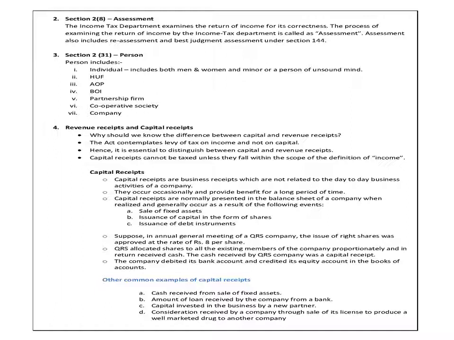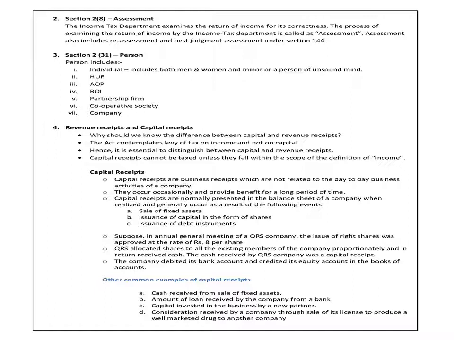That's all. Okay, next is section 2(31), which defines a person. Who is a person? Individual, Hindu undivided family, association of persons, body of individuals, partnership firm, cooperative society, company. These are all called a person. When we talk about an individual, men, women, minors, or a person of unsound mind are all included in the category of individual.